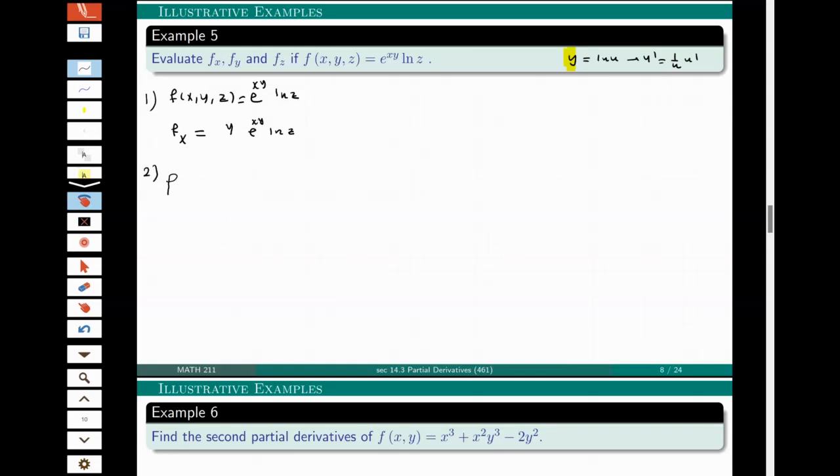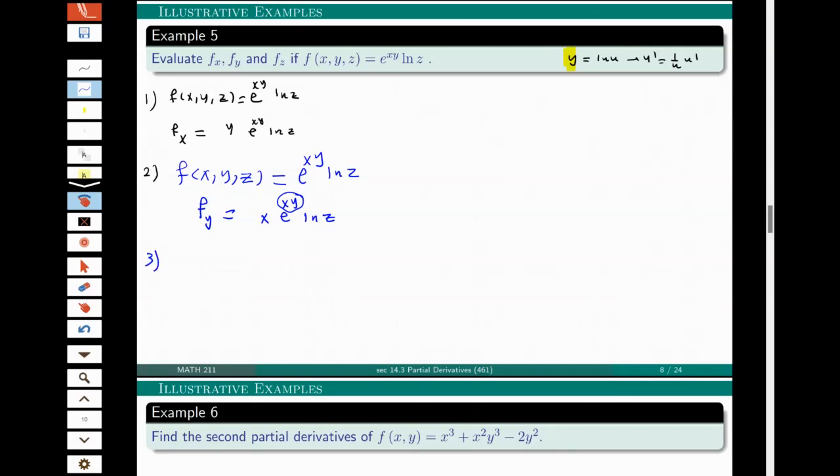Second, if we want to find f sub y, I have here f of x, y, z is e to the power xy times ln z. So f sub y means our x and z are constant. So the derivative of e is itself, e to the power xy. The derivative with respect to y here will be x. And ln z is constant.